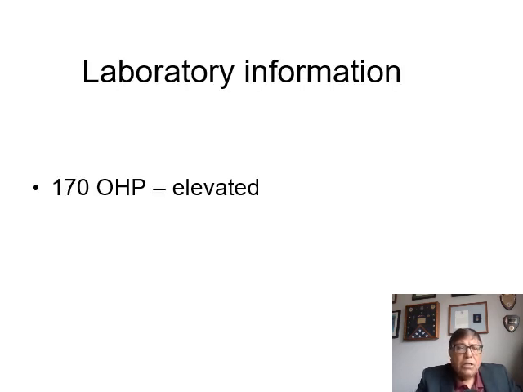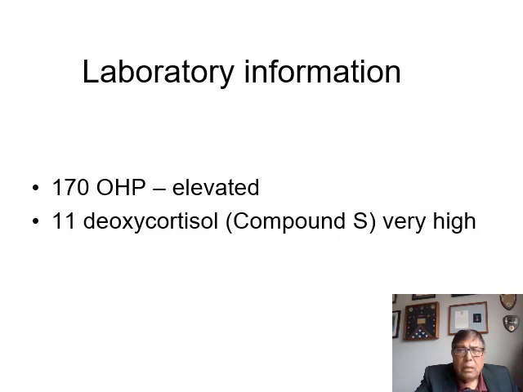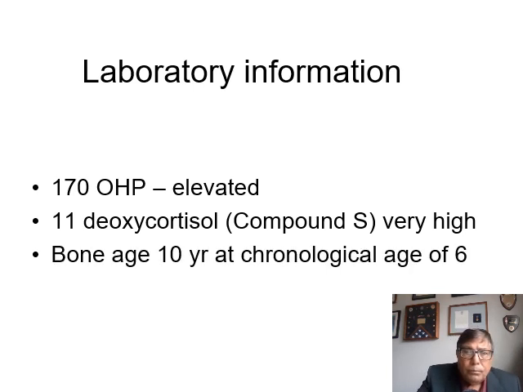So let's get some laboratory information. We got 17 hydroxyprogesterone, which is elevated. This one is a misnomer. 17 hydroxyprogesterone is elevated. We measure compound S, which is 11-deoxycortisol, is also very high. Bone age was 10 years at chronological age of 6, so it is significantly advanced.